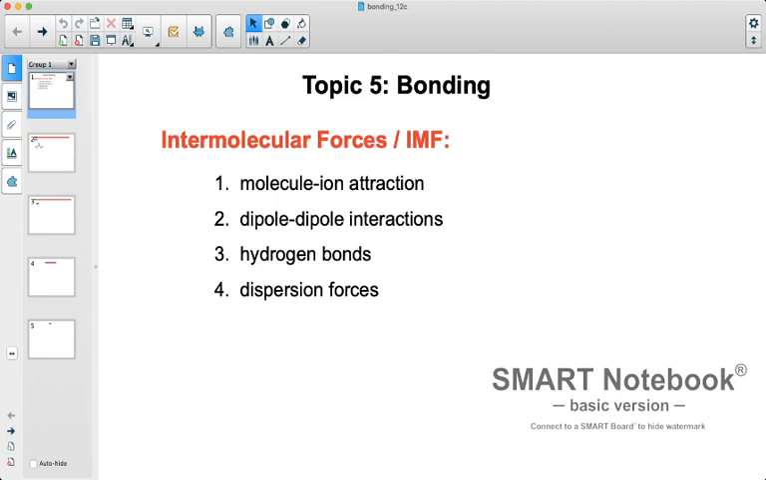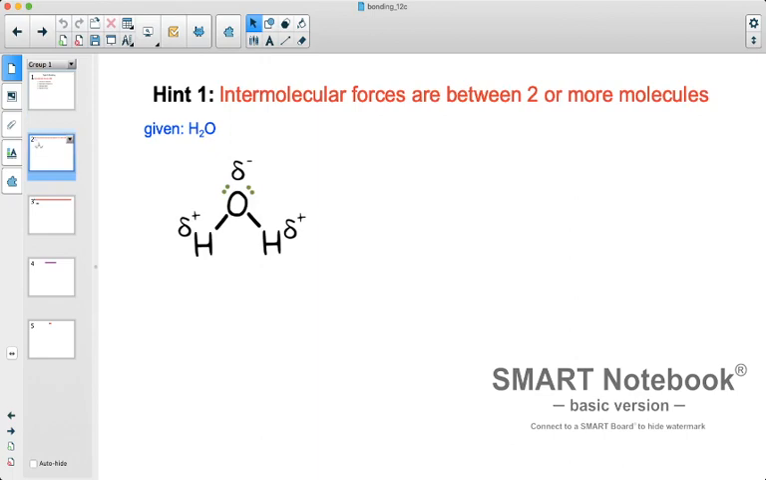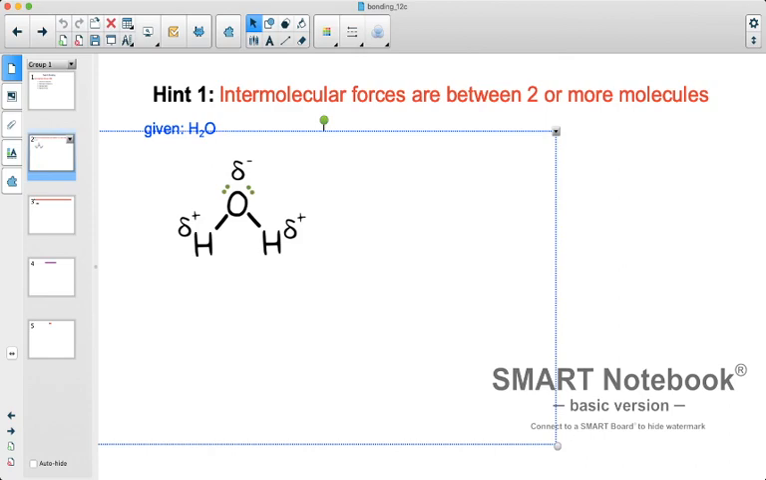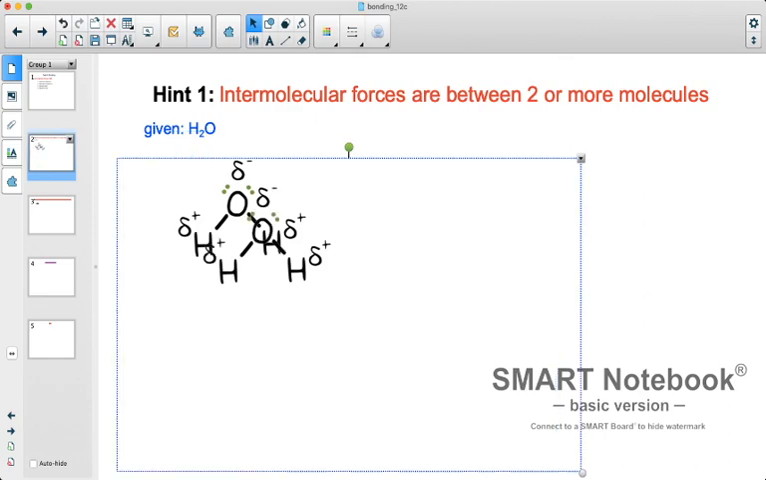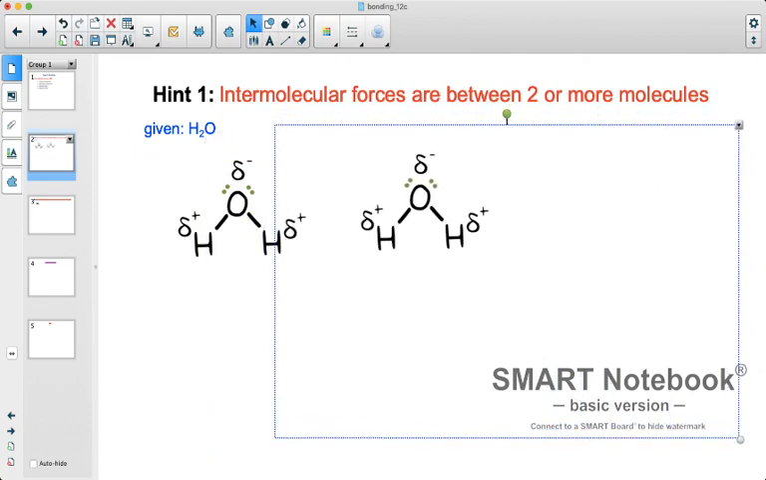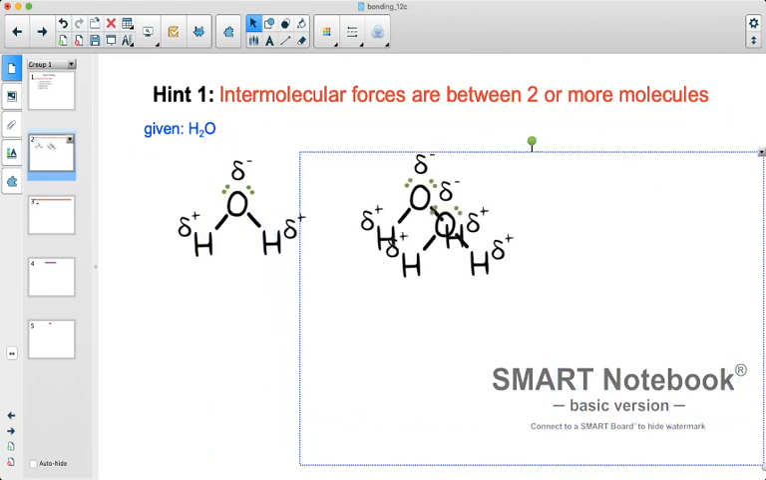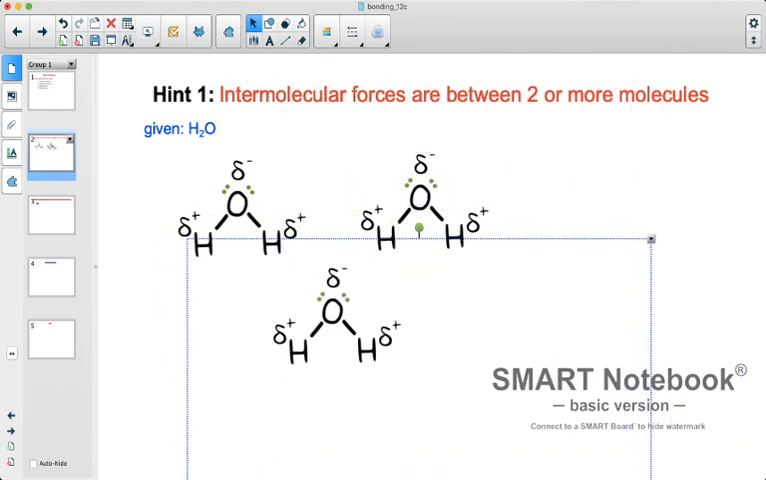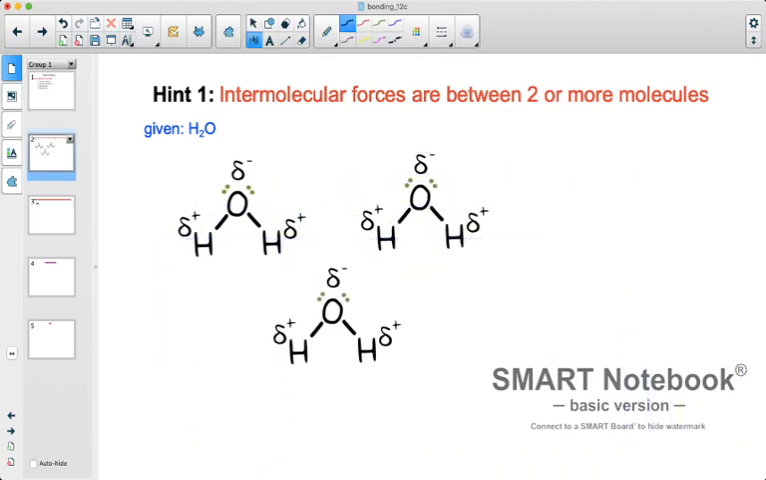So the first possible hint that I could give you is to remind you that intermolecular forces are between 2 or more molecules. So even if you're given something like water, you don't want to imagine just one water molecule. Intermolecular forces are really the interaction of many. So in order to actually see the intermolecular force, we want to think of many of these things. So I'm going to draw a couple of them, or have a couple of molecules around one another. And by having these molecules around one another, then we can think about which intermolecular force comes into play.